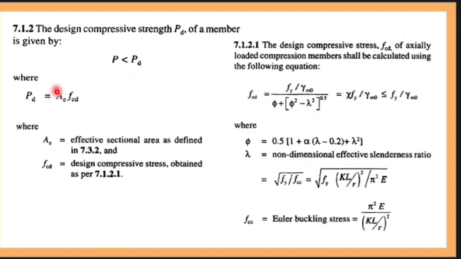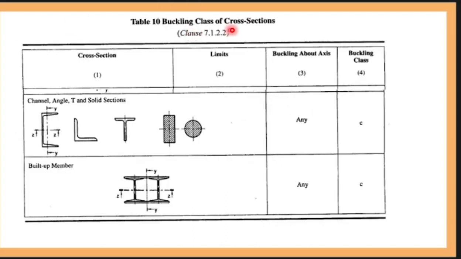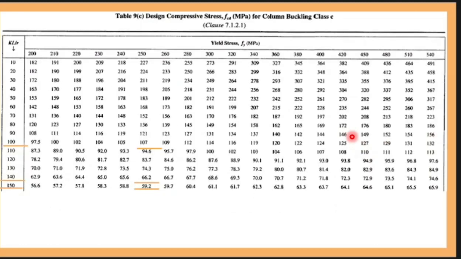They have given a formula with AC. What is AC? Effective cross sectional area. 2001 is your area. Now you know this. How to find FCD? Design compressive stress. For that you need the buckling class of your cross section. Since you are taking an L section, your buckling class is C. Now take down buckling class C.